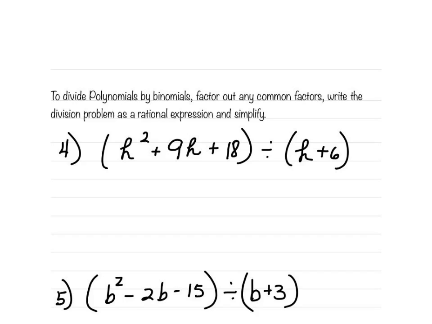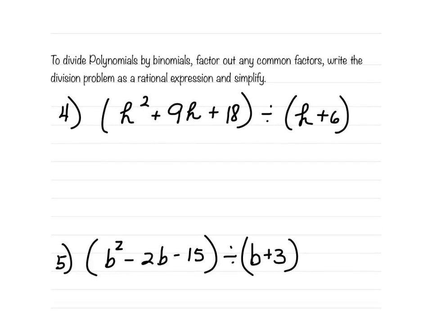The next type of division problem that you're going to see is dividing a polynomial by binomials. So what you need to do is first factor out any common factors, write the division problem then as a rational expression, and simplify. Okay, let's get started on number 4.